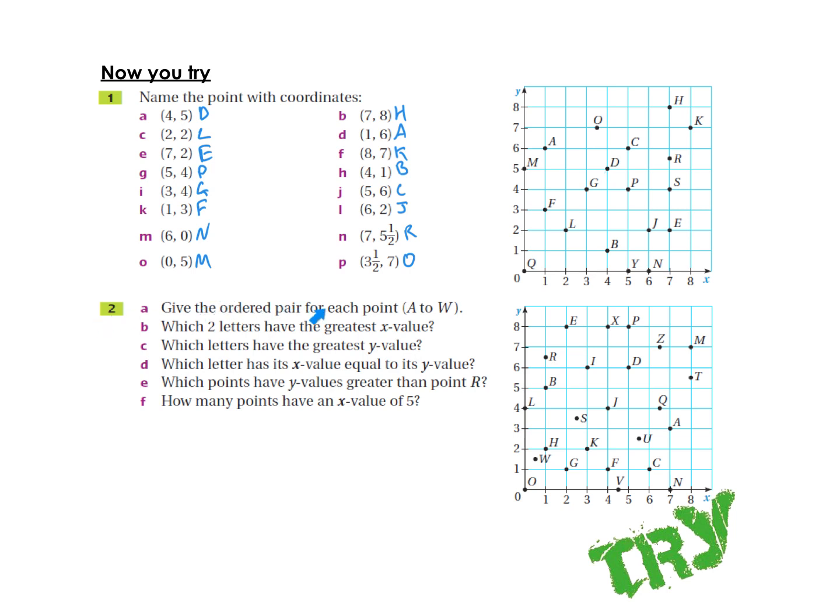Next one, give the ordered pair for each point A to W. Do you really want to do that? It's like 23. Up to you. I mean, maybe just A to H. Which two letters have the greatest X value? That means they're furthest to this side. Which two letters is that? Which letters have the greatest Y value? So they're the most far up this way. Which letters is that?